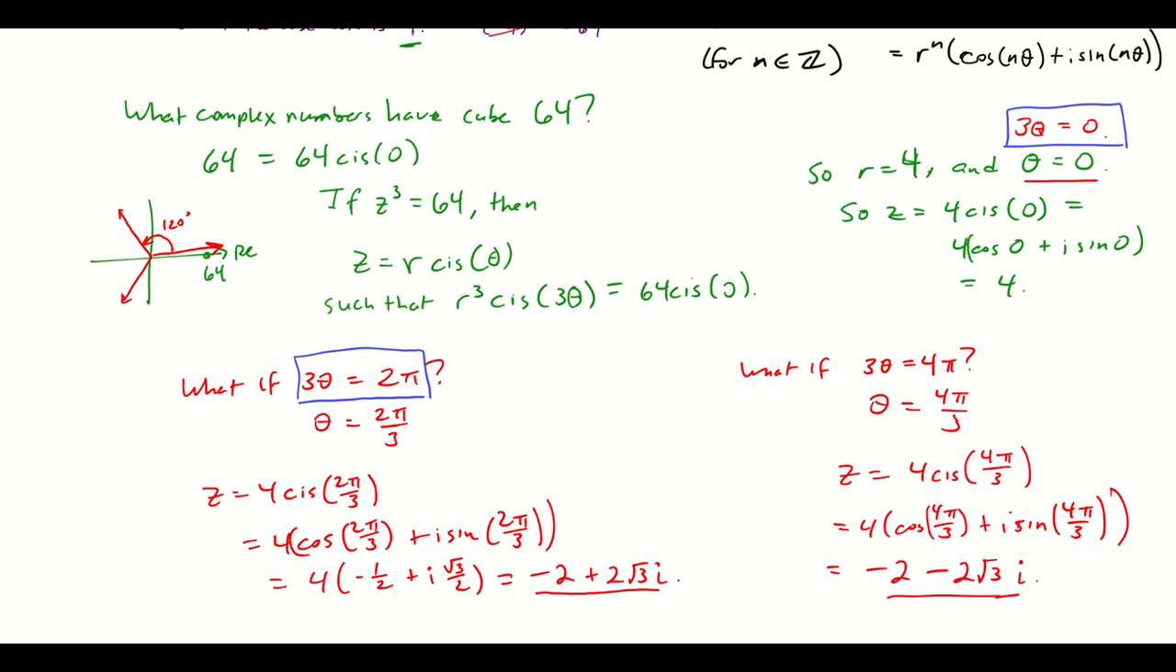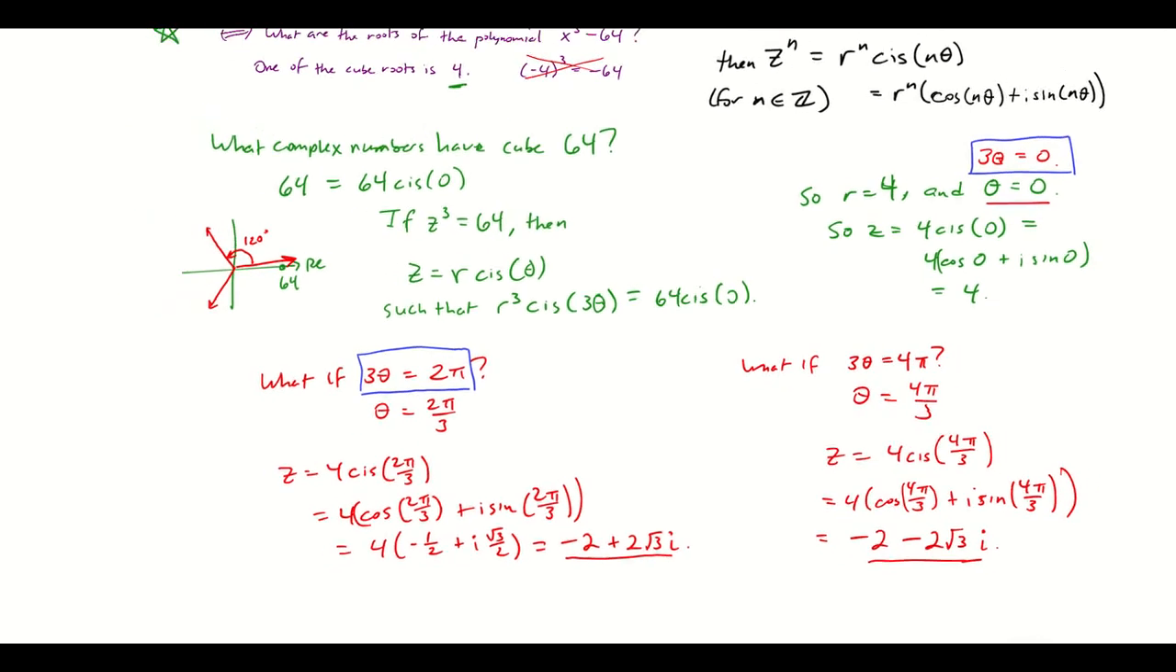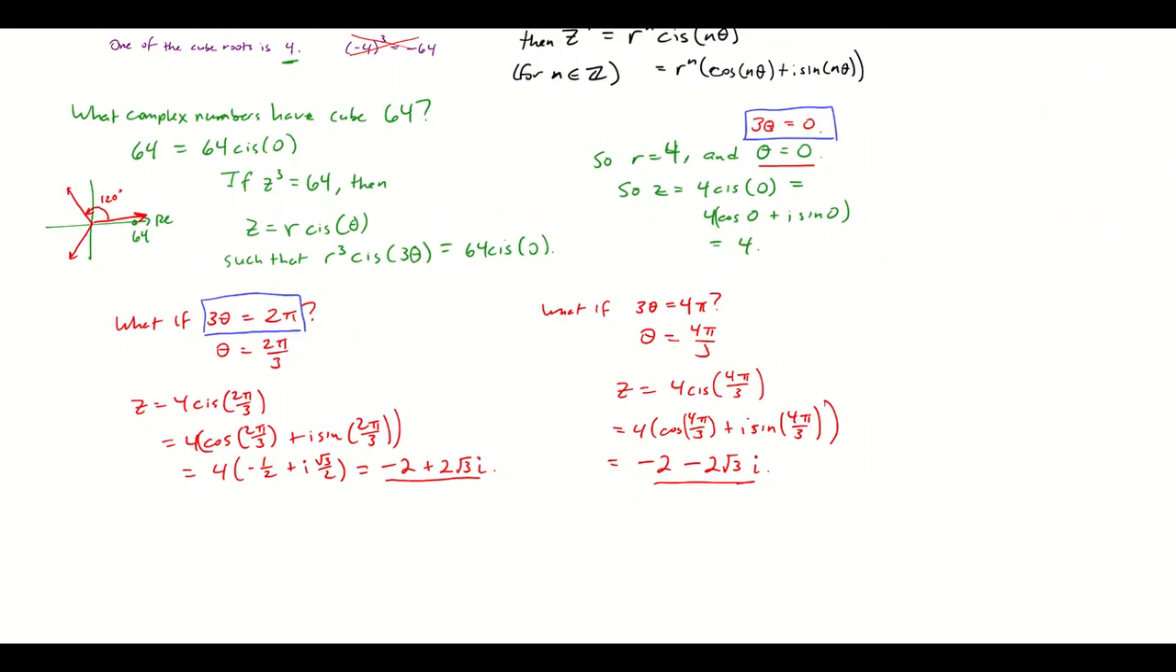So now we have 3 complex cube roots. But you might think, well, wait a minute, why do we have to stop there? What if we were to take 3 theta equal to 6 pi? So let's ask that question. What if 3 theta were equal to 6 pi? Then we would get theta equals 2 pi, and then my cube root would be z equals 4 cis of 2 pi, and then I realize, oh, if my position is 2 pi, that's along the positive real axis. I'm probably going to get exactly the same thing I had before.